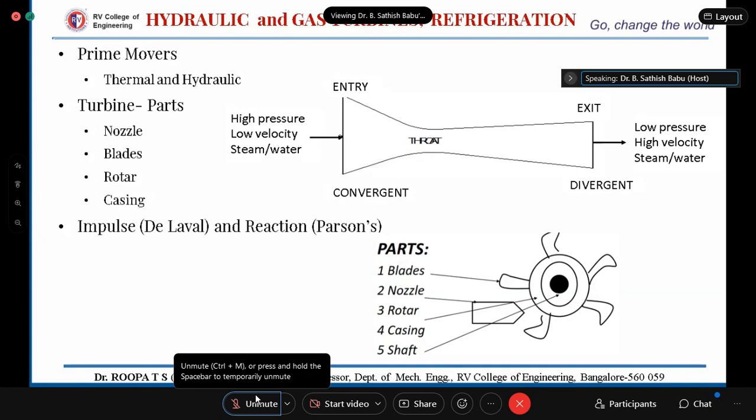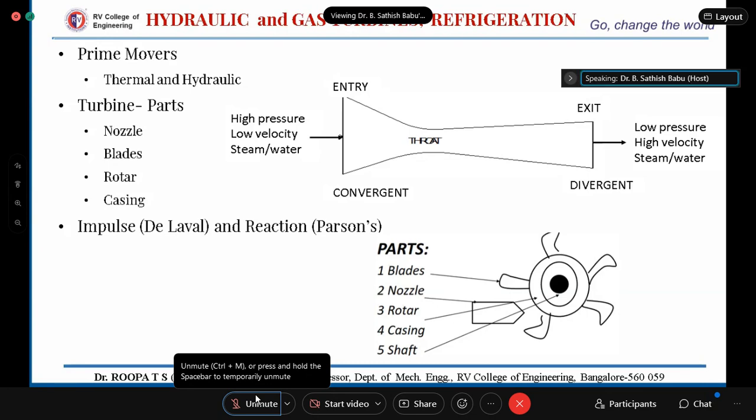So that is what happens in the nozzle. Am I clear? Yes, ma'am. Are people following what I'm explaining? Yes, ma'am. Okay, fine. So this is what the nozzle effect is. At entry, it will be high pressure and low velocity, and at exit, it will be low pressure and high velocity.